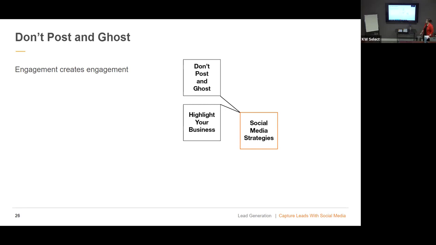Like it says here, engagement creates engagement. So the algorithm works in very mysterious ways, but one thing that it does do is it sees that you're replying to people, you're active on social media, it's going to push your post into more people's news feeds because people are actually liking and commenting.